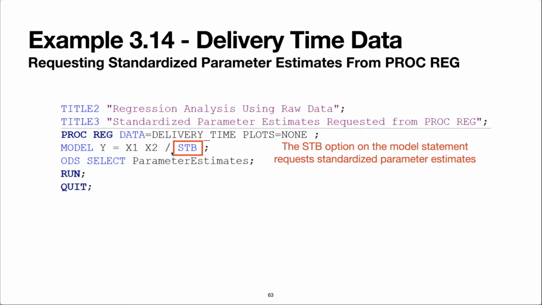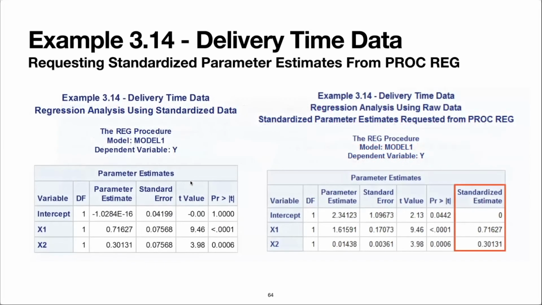If we issue that option, it's going to produce in the parameter estimates table an additional column out here to the right that contains the standardized estimates. The standardized estimate for the intercept, beta 0 star hat, would be 0. This quantity would be beta 1 star hat, 0.71627. And finally, beta 2 star hat is 0.30131.